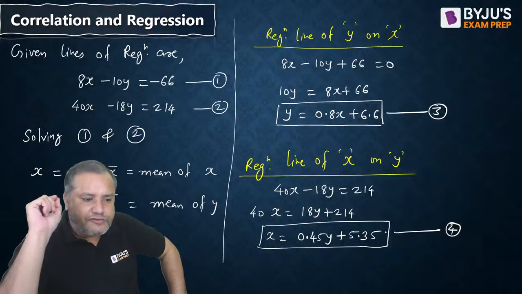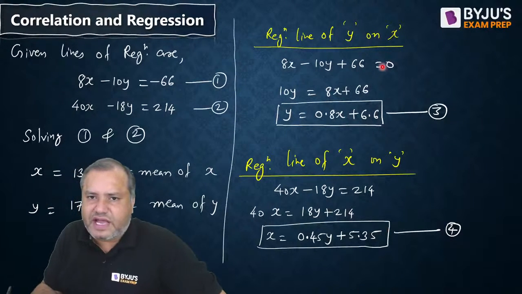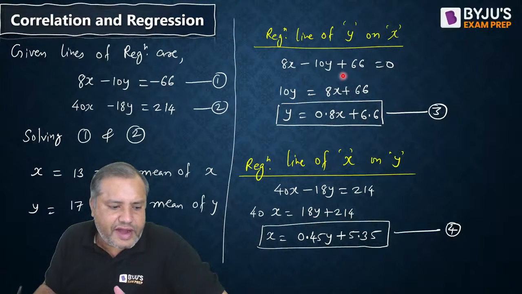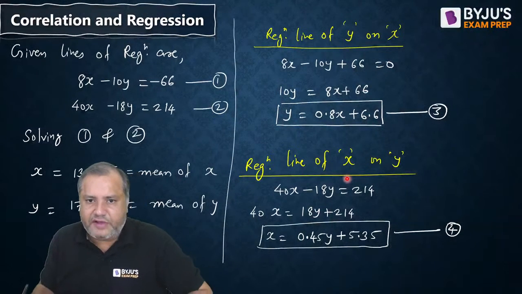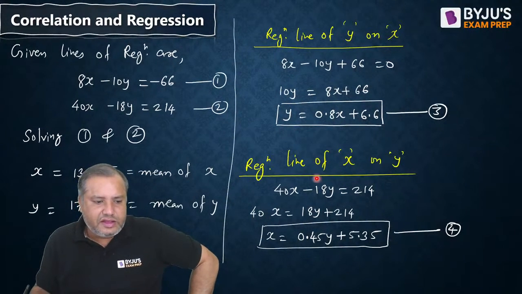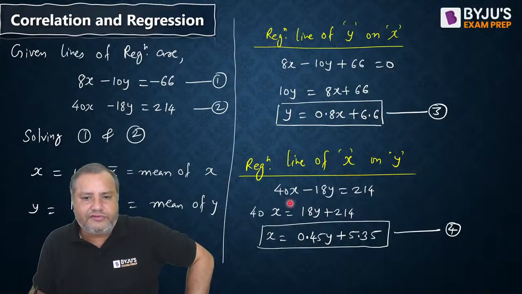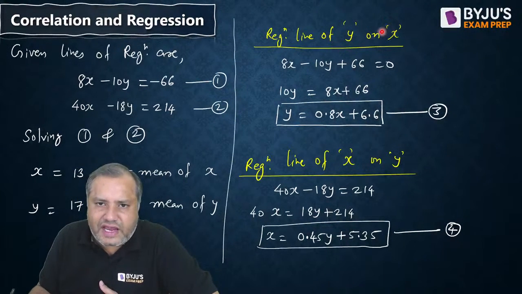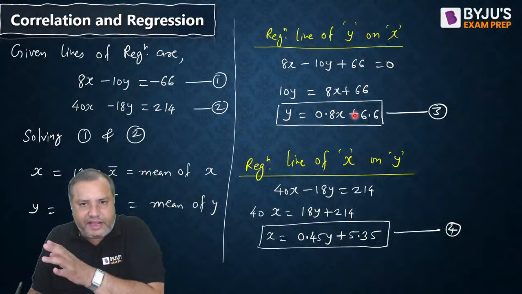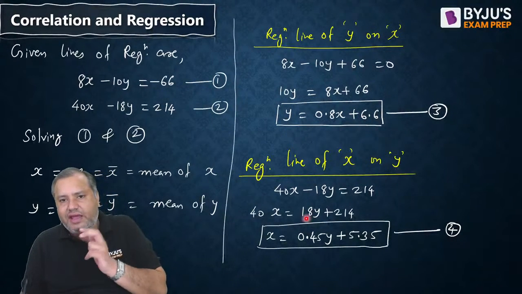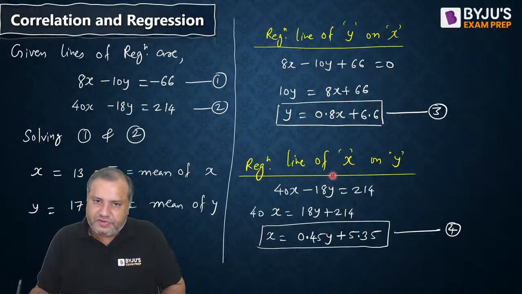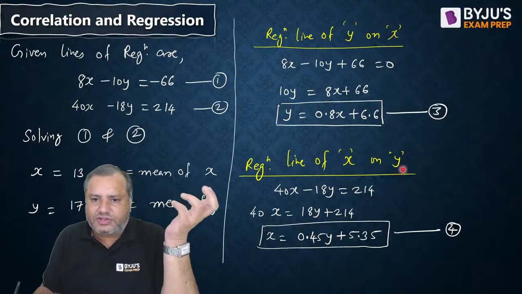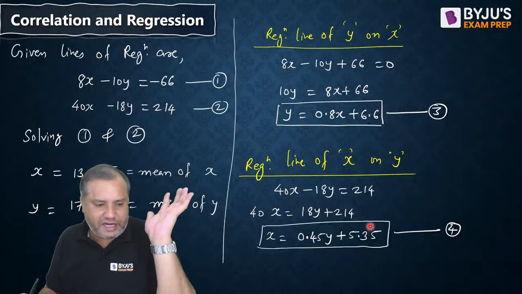Listen carefully to the logic. If you are saying that this line is the y on x line, then find the value of y from here. And if you are saying that this line is the x on y line, then find out the value of x from here. So from the y on x line, express y in terms of the remaining; in the x on y line, express x in terms of the remaining. In y on x, y is on the left-hand side and all others on the right-hand side. In x on y, x is on the left-hand side and all others on the right-hand side.